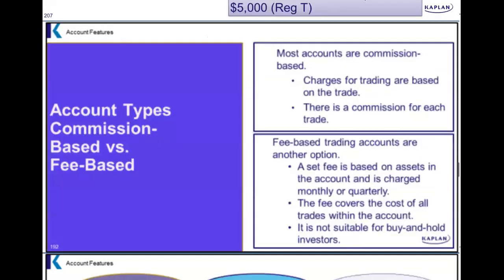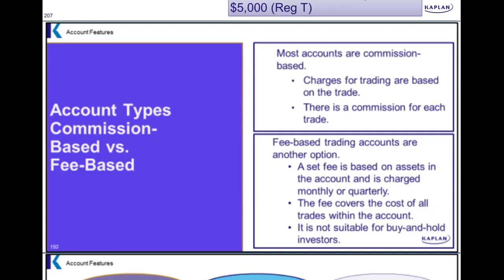Now, nearly every account is going to be commission-based. This is where every time there's a trade, a commission is charged. And this is good for more of a buy and hold type of investor. I purchase something, I'm going to keep it until I build a home or until I retire or until my child needs to go to college. This would be great for a commission-based account.